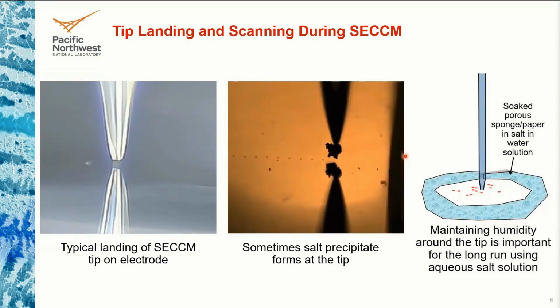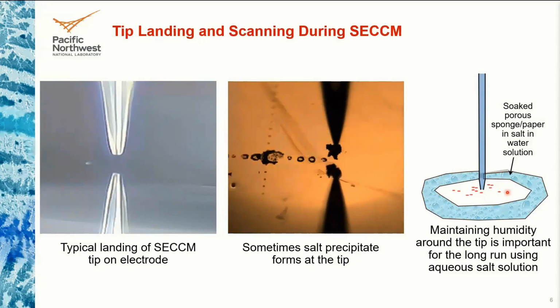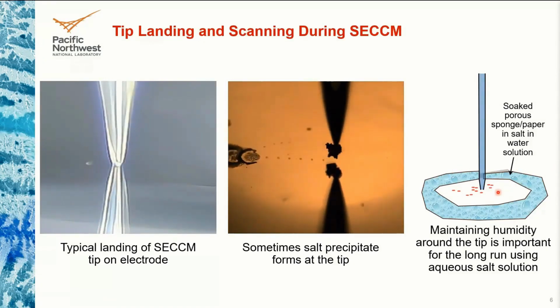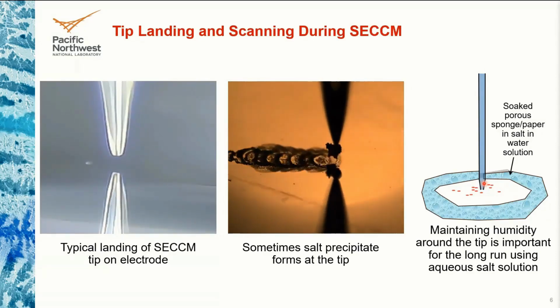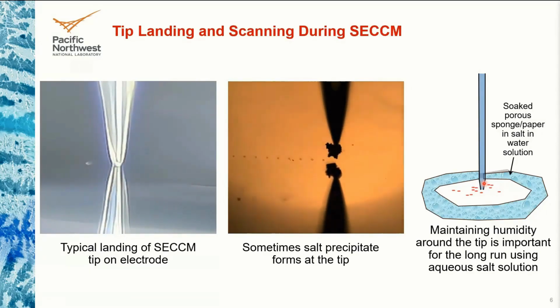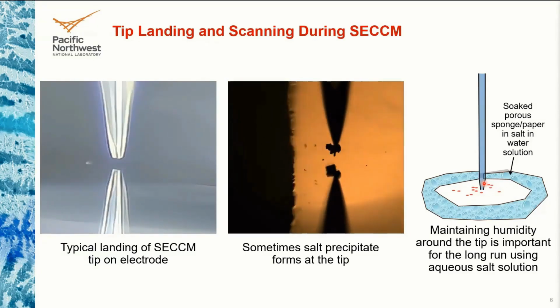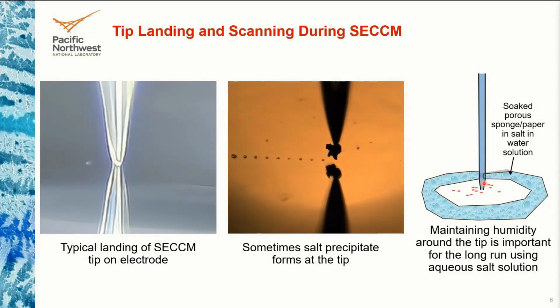So in our lab, we try to maintain the relative humidity around the tip so that the precipitate formation can be controlled. We basically use a soaked sponge paper around the sample that creates a local, relatively high humidity. The way you make the tip also sometimes helps: after you pull the tip, if you coat it with some hydrophobic coating like a silane, it helps to minimize salt precipitate formation. So these are some of the disadvantages we still need to work on.